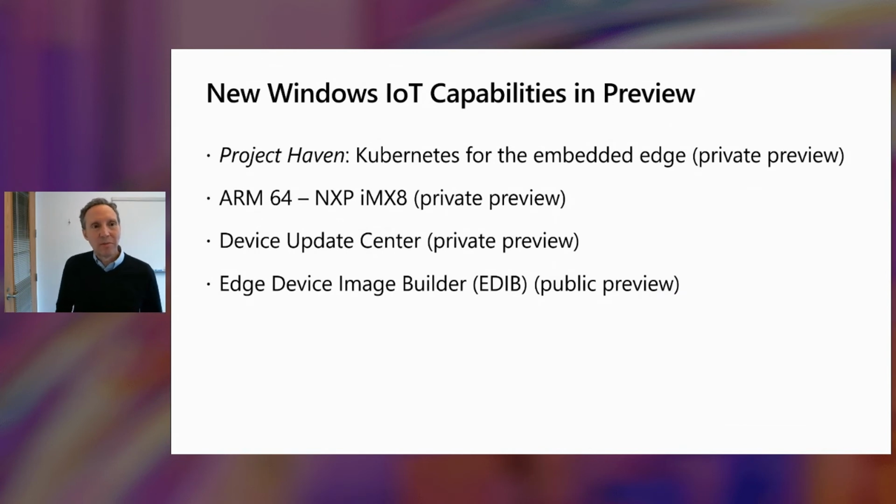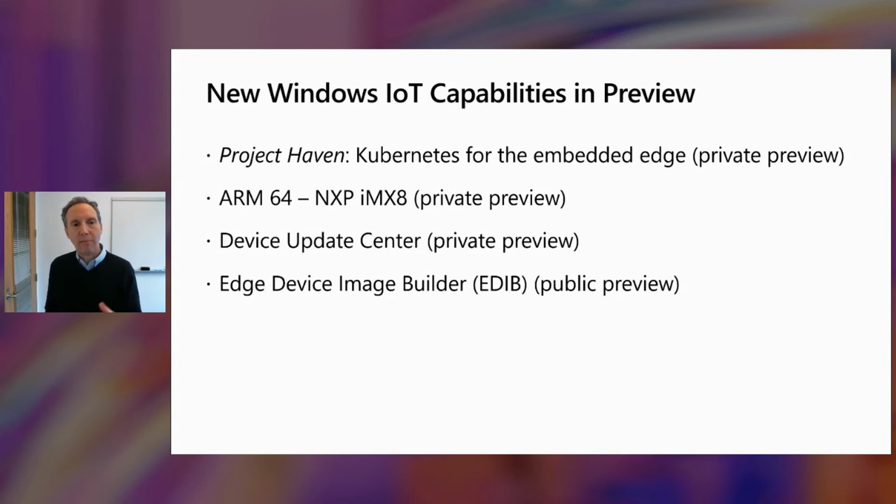Now, I want to talk about some of the new things that we're bringing out in preview, that are in preview right now. The first one is something we call, it's an internal name, Project Haven. It's not a brand name or anything like that, but it's about bringing Kubernetes to the embedded edge or the light edge, these OT edge devices. We'll jump into that shortly.